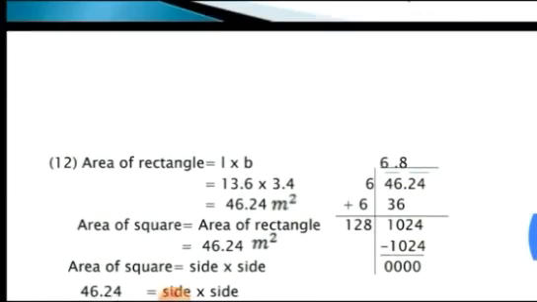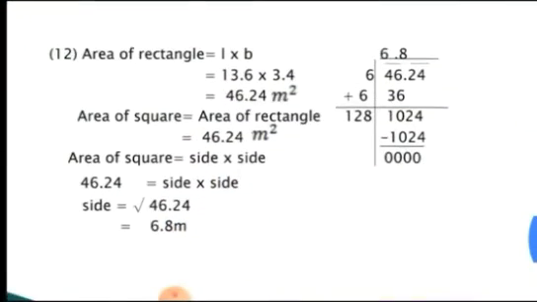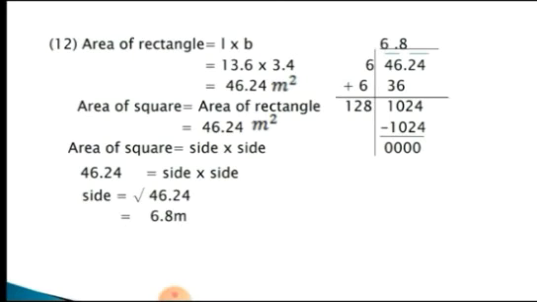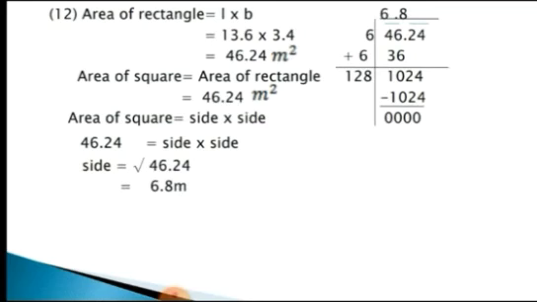Now next, question number 12. Find the length of each side of a square whose area is equal to the area of a rectangle of length 13.6 meter and breadth 3.4 meter. So first you find the area of the rectangle. The formula of area of a rectangle equals length into breadth, 13.6 into 3.4. You multiply these numbers, the answer is 46.24 meter square. Then, given the area of the square equals the area of the rectangle, that means the area of the square is also 46.24.